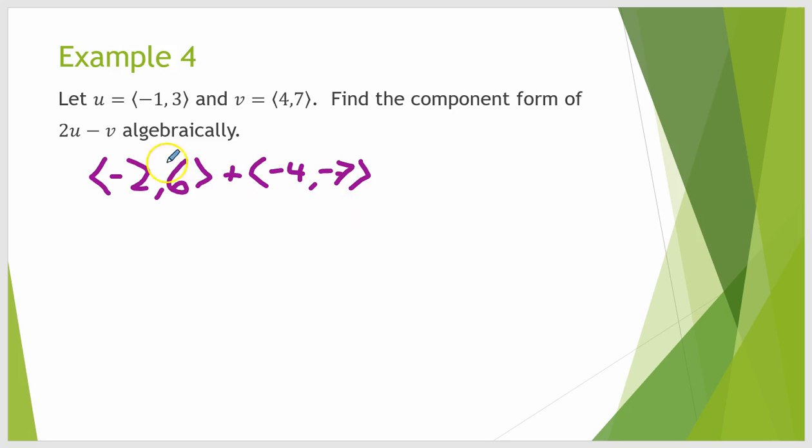So now that we've done the multiplication part, we have 2 vectors and we're being asked to add them. So make sure you're adding only the horizontal parts together. So -2 plus -4 is -6. And then as a separate computation, the vertical pieces are 6 plus -7, which is -1. So the net effect of starting with these vectors, multiplying the first one by 2, and subtracting the second one, we end up with a vector that's saying go left 6 units and then down 1 unit.